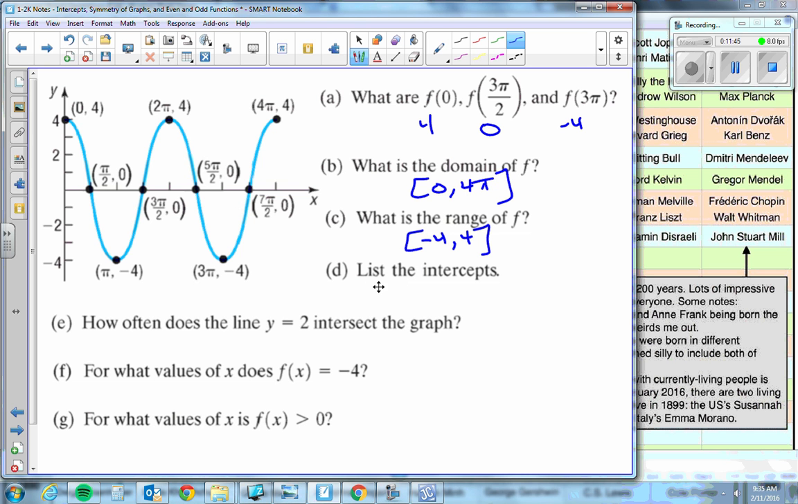The intercepts, that's easy. There's 4 x-intercepts. And when you're listing x-intercepts, you can just list the x values. The x-intercepts are power 2, 3 power 2, 5 power 2, and 7 power 2. An x-intercept is an x value when y equals 0, yes? There's only one y-intercept. And with functions, there can only be one y-intercept. So 4. What's the next question? E. What's the answer to that question?